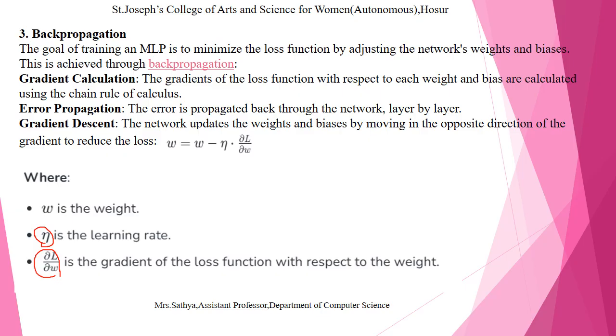Here eta is the learning rate, and delta L divided by delta W is the gradient, which shows how the error changes with the weight. What does this mean? If increasing the weight increases the error, then decreasing the weight decreases the error, and the gradient tells the direction of steepest increase.